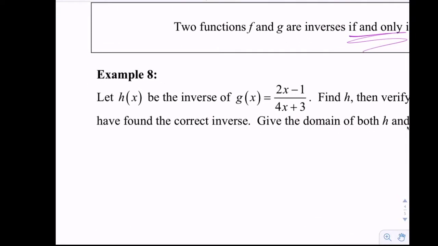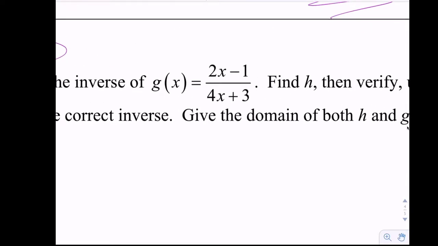All right, this is going to be example 8. This is going to be like one on your quiz. Are you ready? You're going to have one like this on your quiz tomorrow. Let h be the inverse of this function.